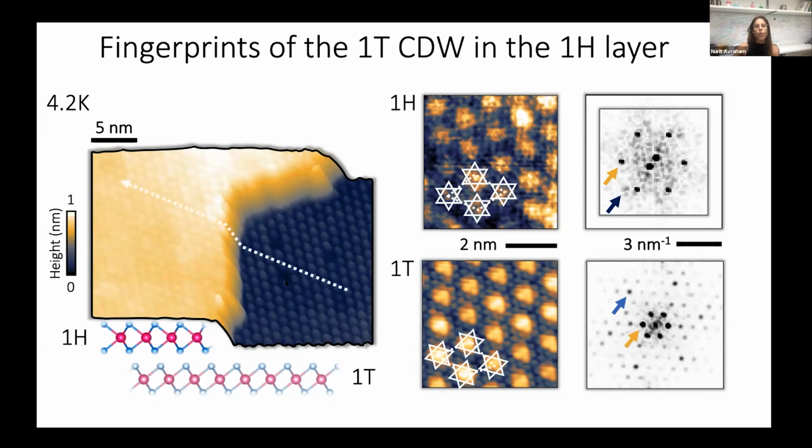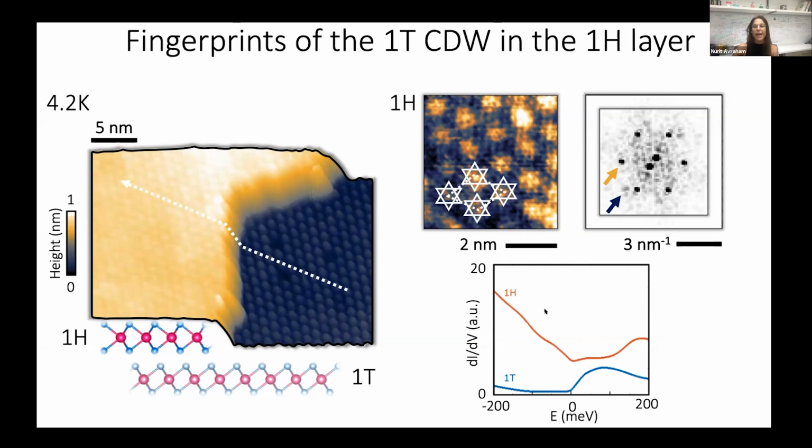So let's also look at the spectrum. So this is a line cut that crosses both layers, and let's see the average spectrum that is measured along this line cut. So this is the spectrum, the dI/dV, the density of states as a function of energy.